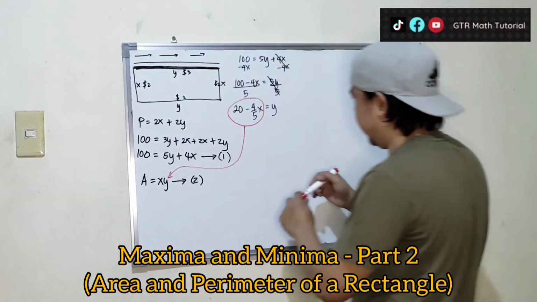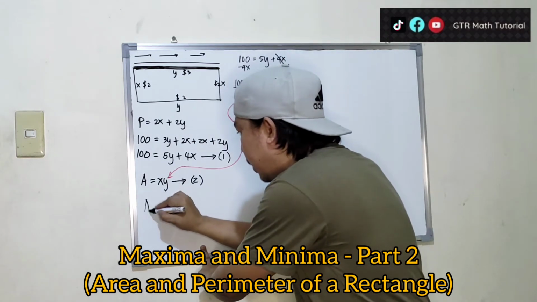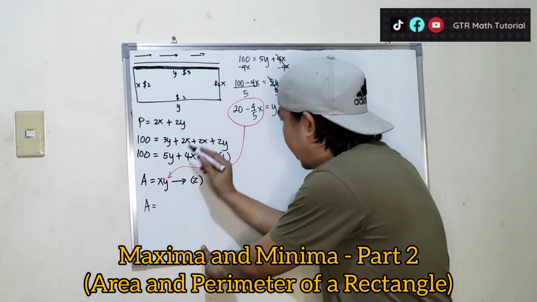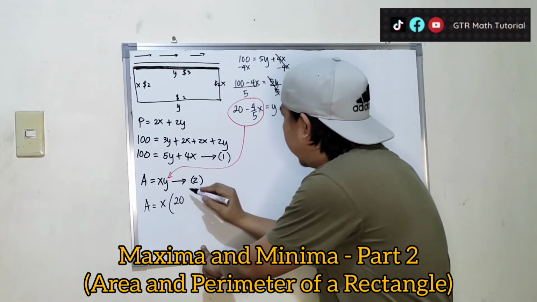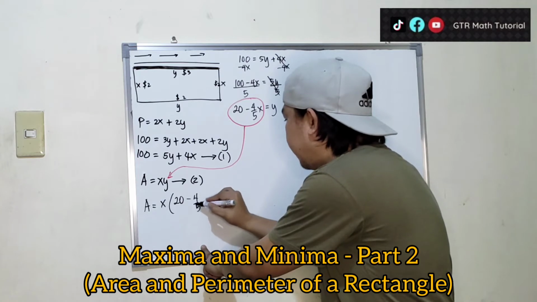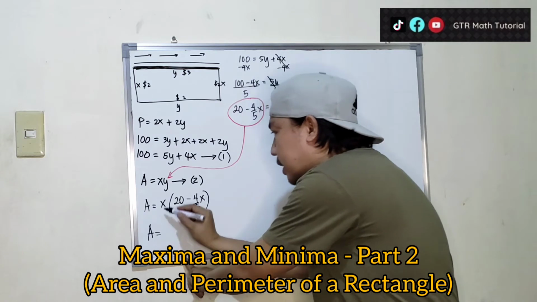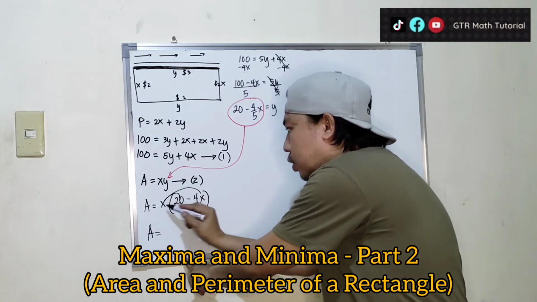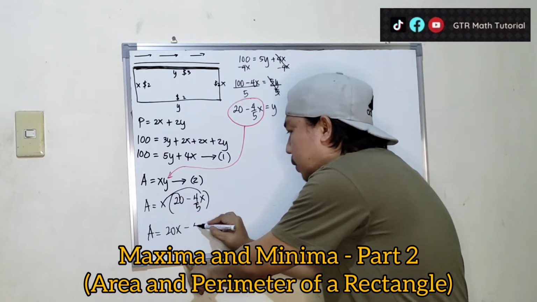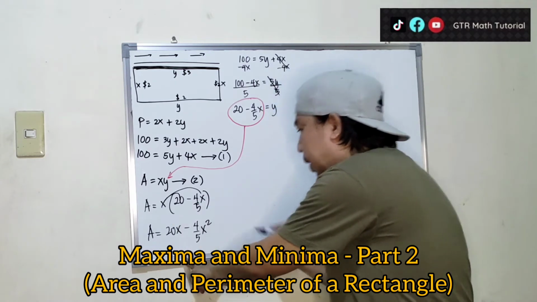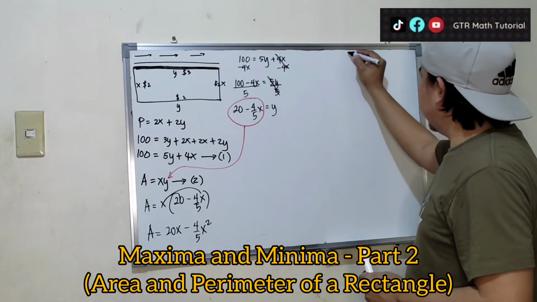So the equation that we're going to differentiate is x times the value of y, 20 minus 4/5 x. Let us simplify. Area is equal to, distributing x, x times 20, we have 20x, minus x times 4/5 x, that is 4 over 5 x squared.